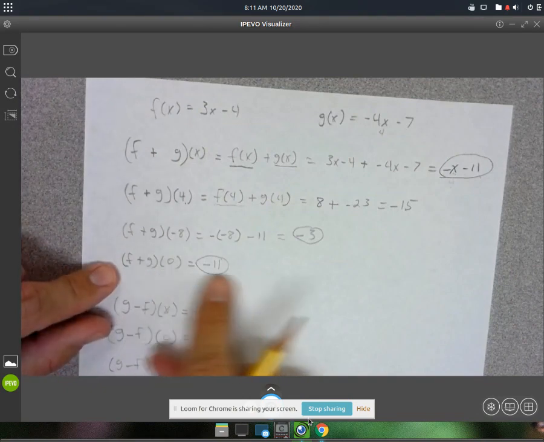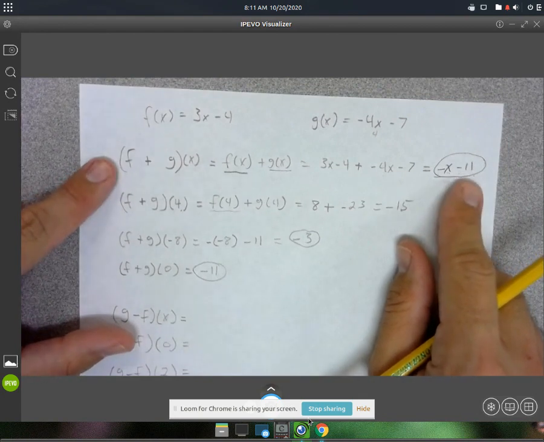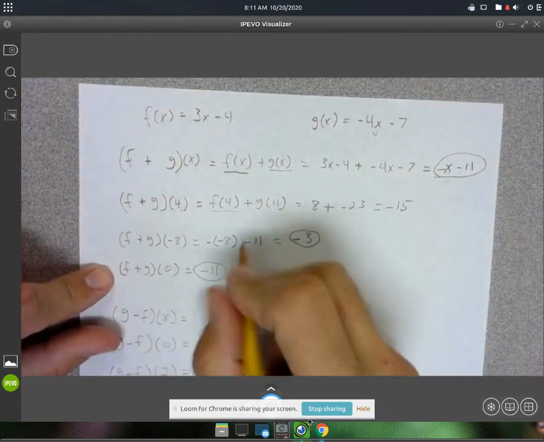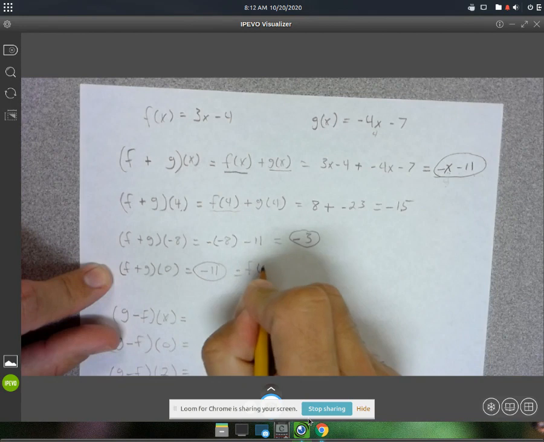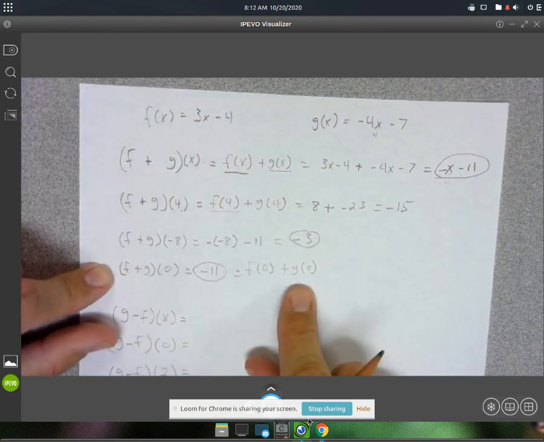So it's up to you how you want to do this. Like I said, you could either use the f plus g function, which you found up here, and that's going to be the faster way. Or you could do f of 0 plus g of 0. It's up to you how you want to do it.